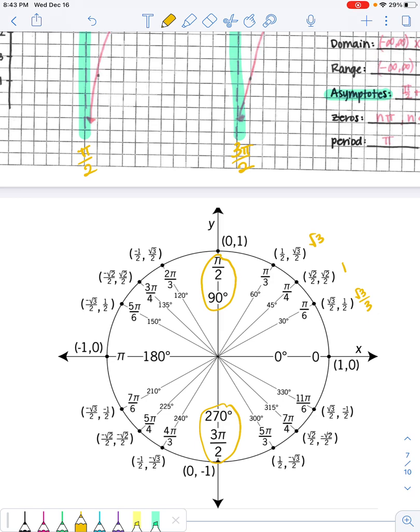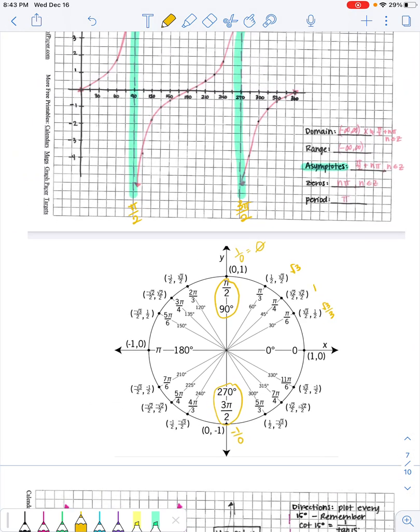If I take the y divided by the x, that's 1 over 0. That is indeterminate form. We don't know what that is. That doesn't exist. So that's precisely why there's asymptotes at those values. We cannot evaluate that tangent. Likewise, at 3 pi over 2, we're seeing the same thing. Negative 1 over 0 cannot evaluate. Okay, so that's again precisely why we would say there's asymptotes at those values.